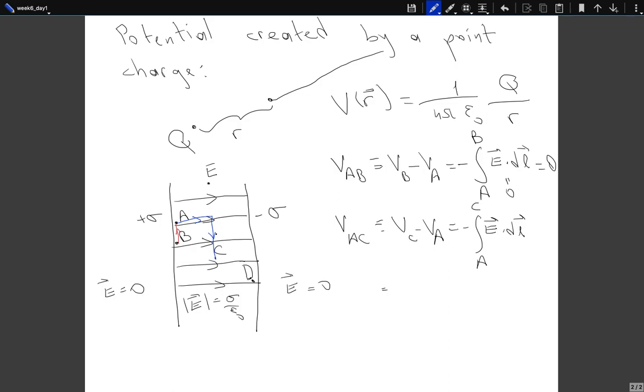Now, let me call that point, let me give it a name P. So this will be equal to the integral from A to P of E dot dl plus the integral from P to C of E dot dl.